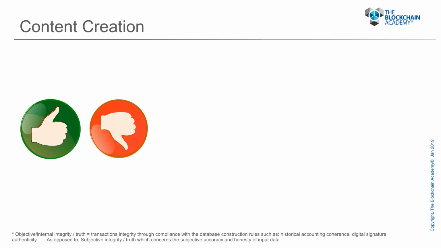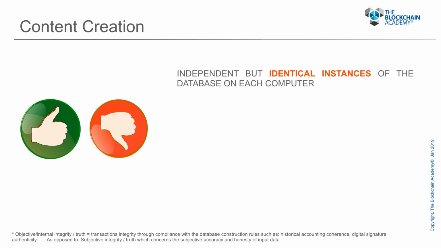Let's have a look at the content creation of a blockchain. We just saw that the Gossip Communication Protocol allows for new transactions to ripple rapidly over the entire network. But sharing the latest information with every computer doesn't result in each computer having the same version of the database. It could be that individual computers order transactions differently in time, or miss some transactions, or consider invalid transactions as being valid. So, how does the system manage to have independent but identical instances of the database on each computer?